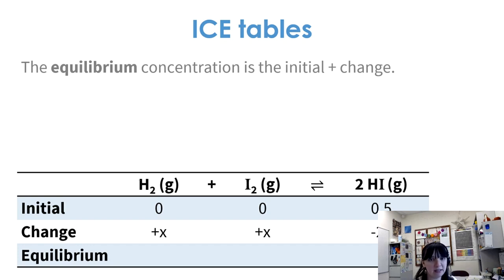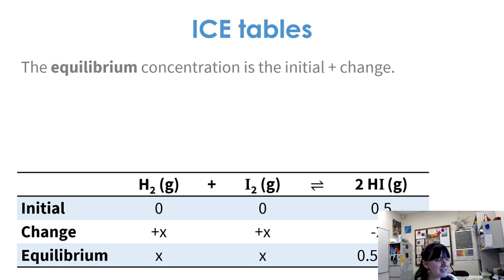So basically adding together those first two lines, we can find the equilibrium concentration for each of our different chemicals. For hydrogen, if we had 0 initially and we add X to that, then our equilibrium concentration should just be X. Same goes for the iodine. And then for the hydrogen iodide, because we started with 0.5 molar, we subtract from that 2X. And so our equilibrium concentration is 0.5 minus 2X, right? That will be our final amount of the hydrogen iodide.